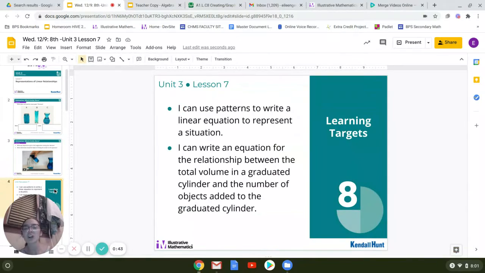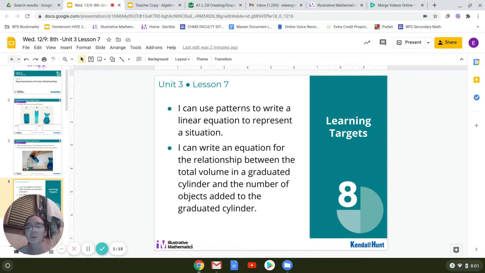So we have 2 learning targets for today. First, I can use patterns to write a linear equation to represent a situation. So we're going to be looking at some situations, and we're going to have to look for patterns in the representations of our data, and we have to write an equation based on them. It's pretty cool. I'm excited. So we're using patterns that we see to write equations based on a situation.